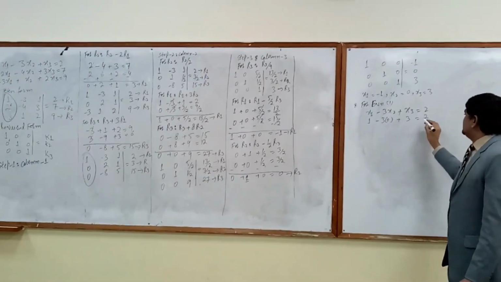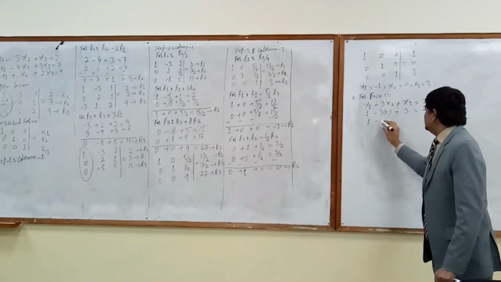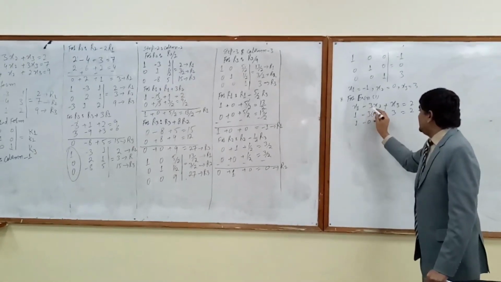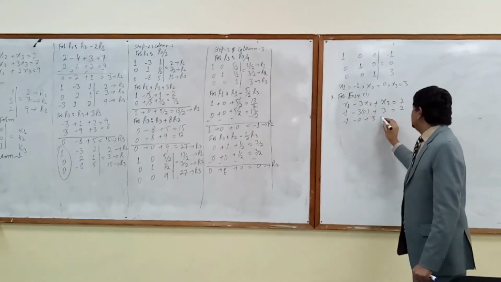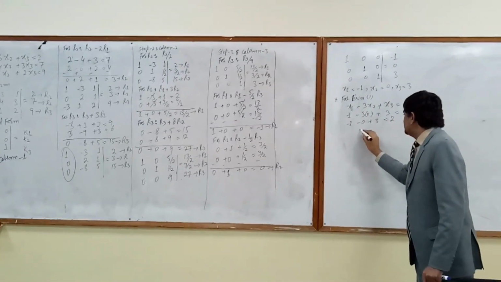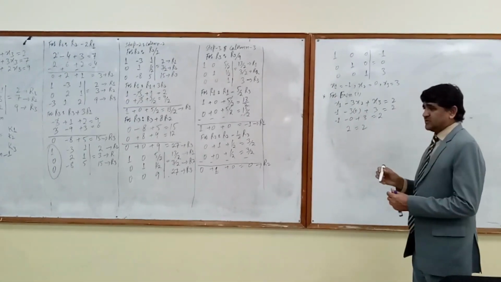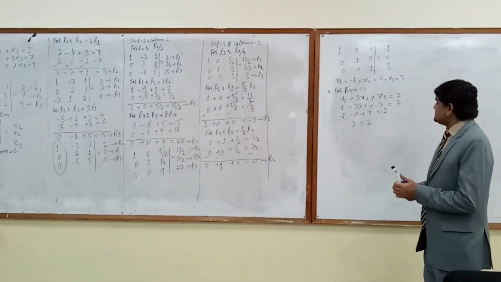1 minus 0 plus 3 is equal to 2. Oh, x1 is minus 1. x1 is minus 1, so here 2 is equal to 2.